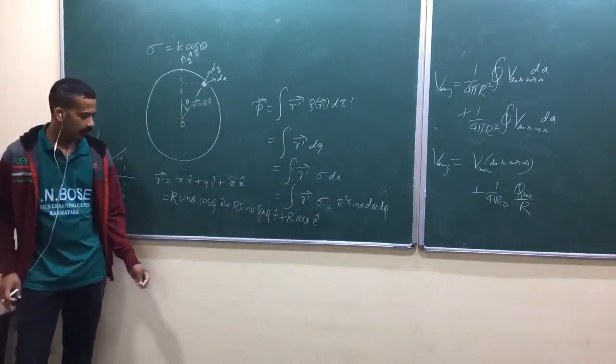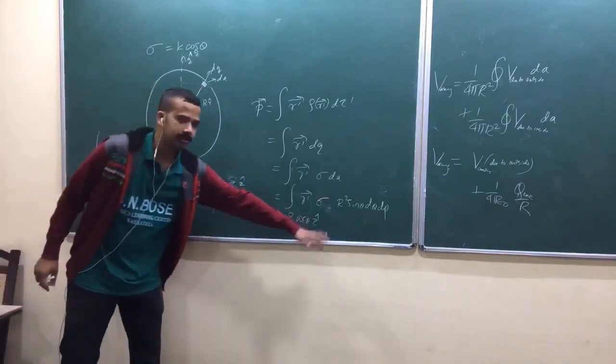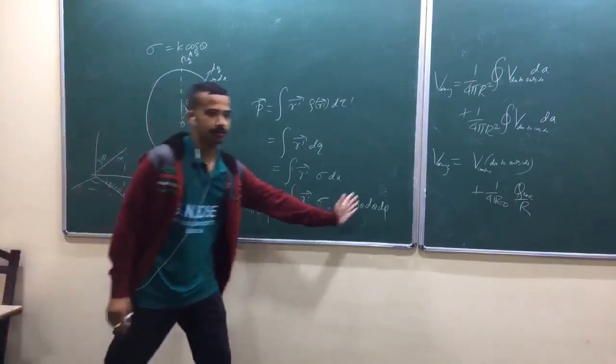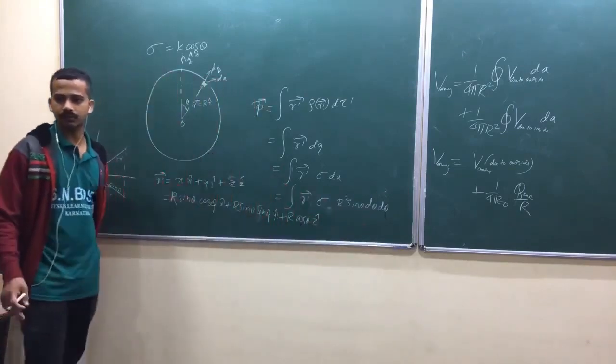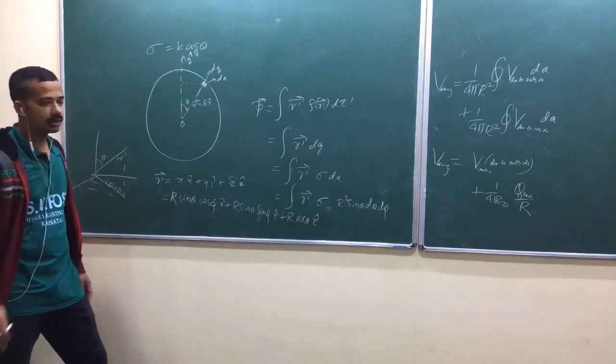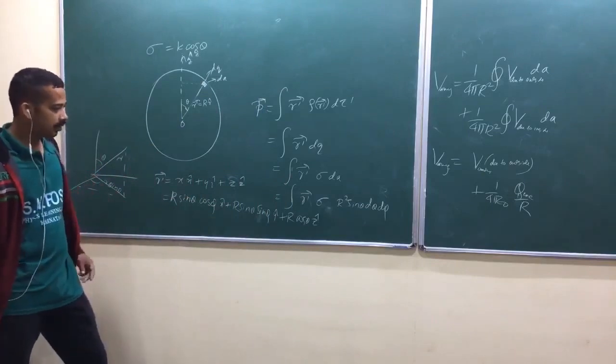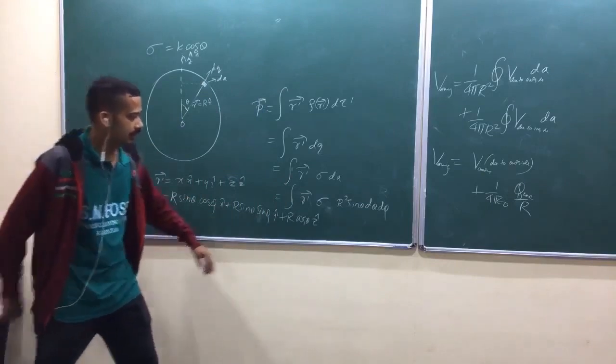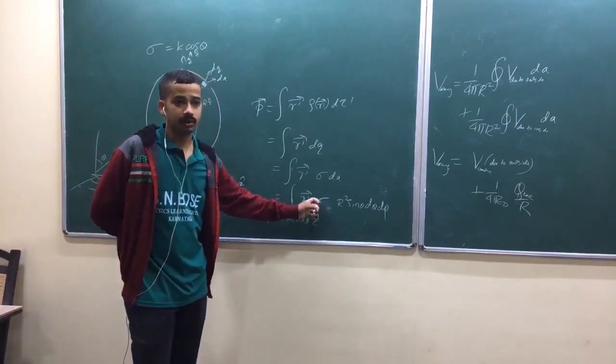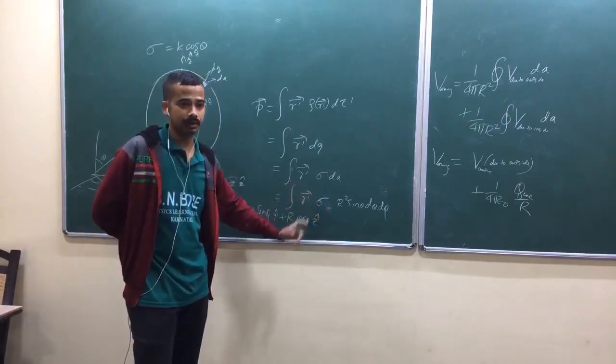Now look here. While doing the integral, you can keep x cap, y cap, z cap outside, and your variables are d theta and d phi. Now you have to observe which integrals are zero. Sigma contains one more cos theta. Remember, sigma contains one more cos theta.